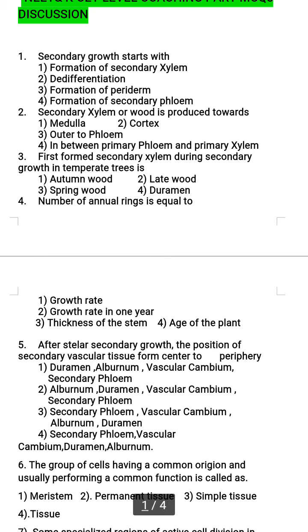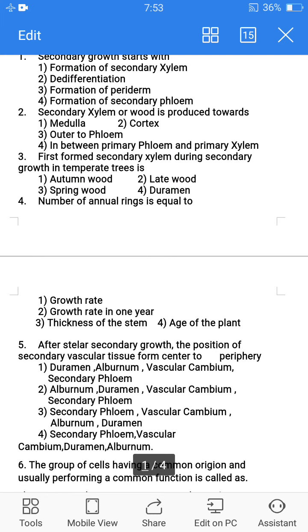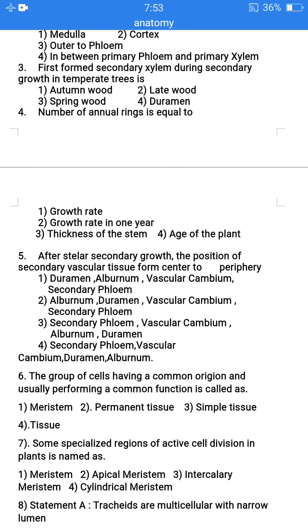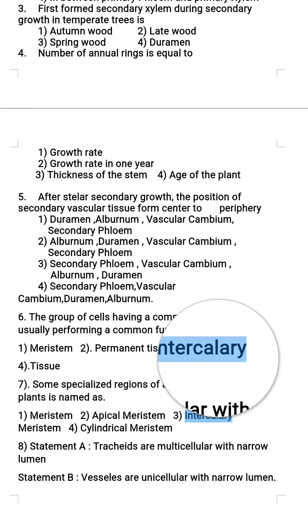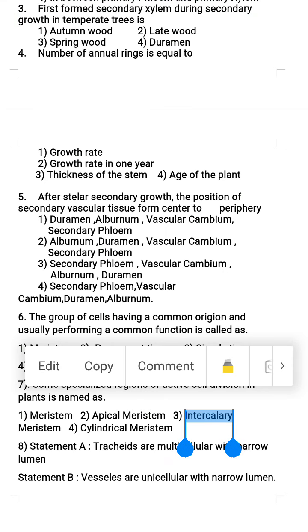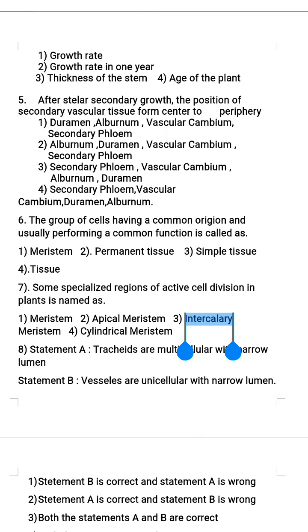Now let us see another question, the fifth question. After stelar secondary growth, what is the position of secondary vascular tissue from center to periphery? Now let us see the options and explanation for this question.